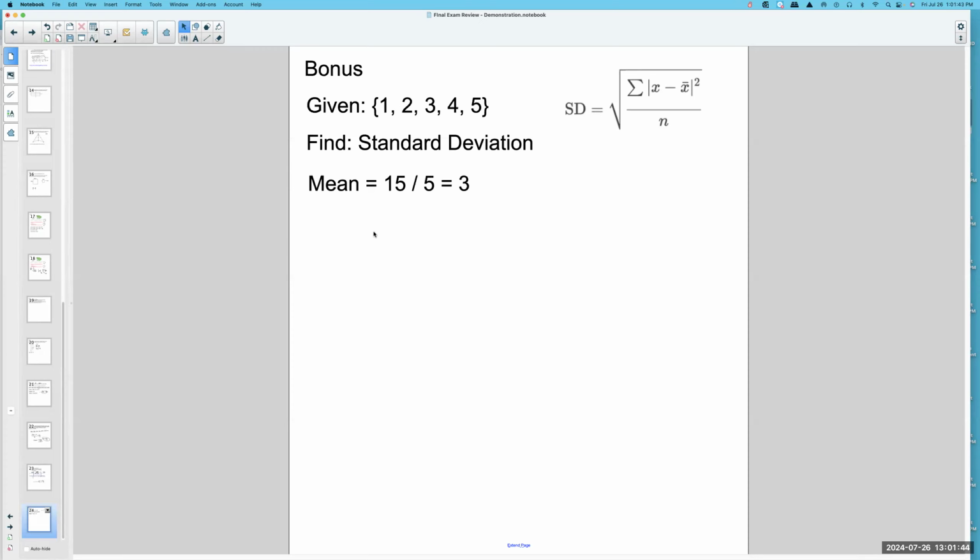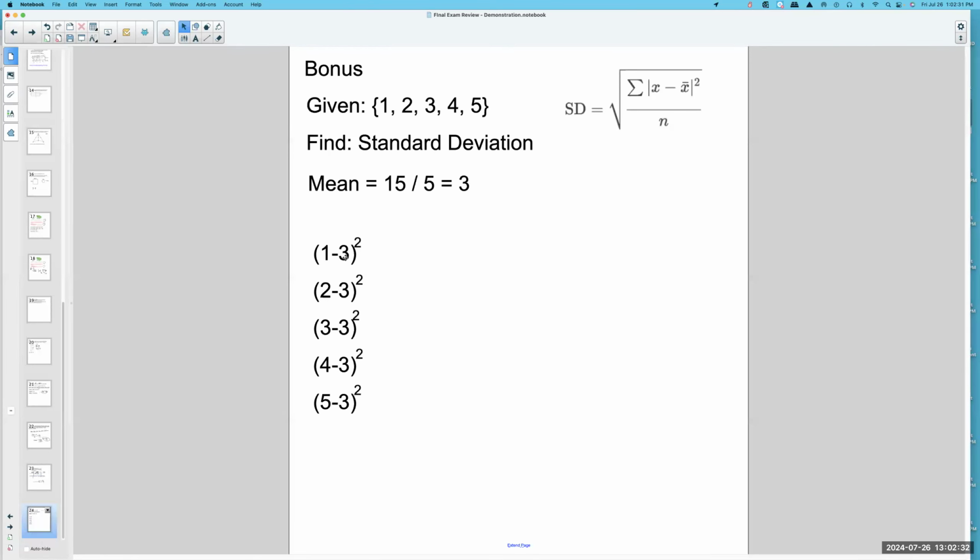Now, what I want to do is I want to take each one of these numbers, x, and subtract 3, and then square it. So I'm going to take 1 minus 3, and then square that. I'm going to take 2 minus 3, square that. I'm going to take 3 minus 3, square that. 4 minus 3, 5 minus 3. And then square it. So each one of these gets squared. Now the reason we square it is to get rid of the negatives, so that everything comes out positives.